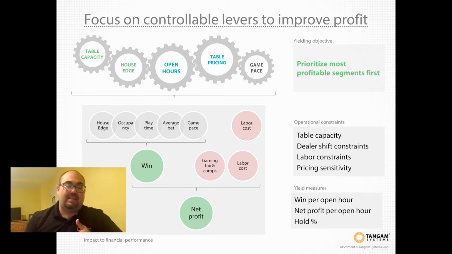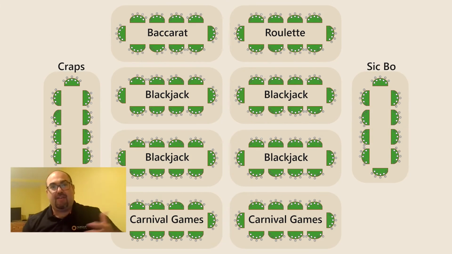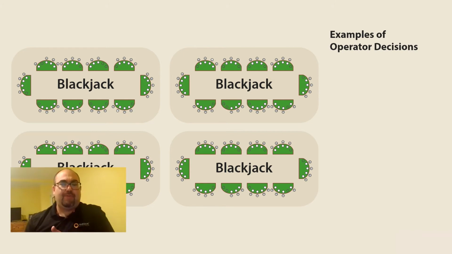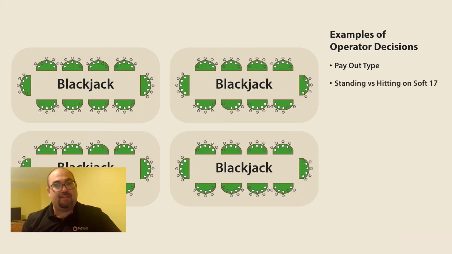We'll use blackjack as an example. So say you decided of the 100 games that you're going to offer to your floor, 40 of them will be blackjack. Then as an operator, you need to decide, will you be offering 6 to 5 or 3 to 2 as a blackjack payout? You'll decide whether you're going to allow standing on soft 17 versus hitting on soft 17. Will you offer surrender or not? How many spots will you have on the table? Will you offer side wagers?